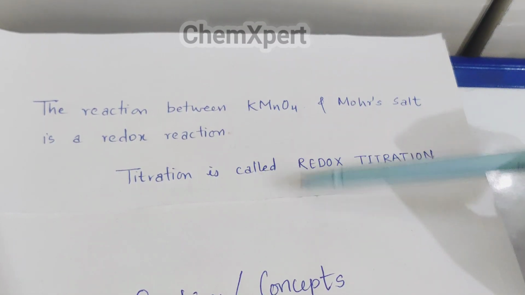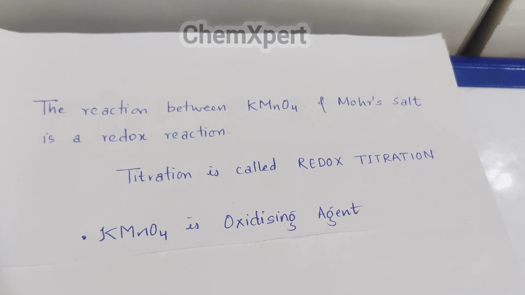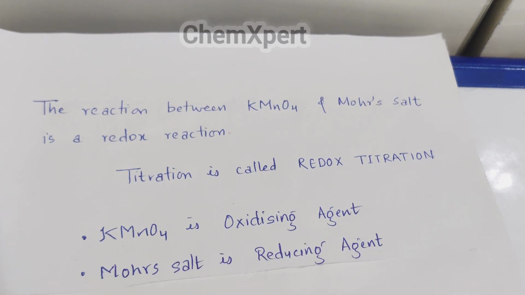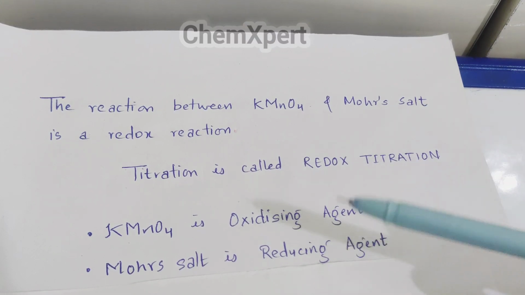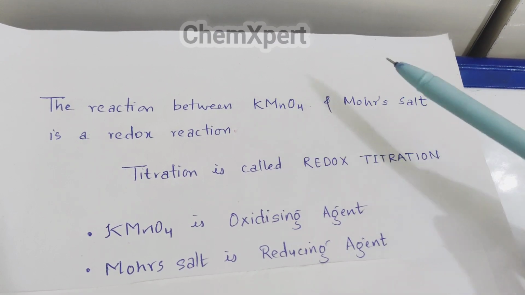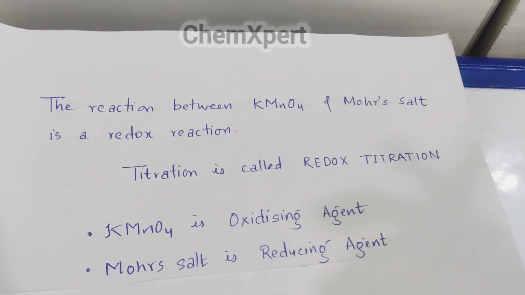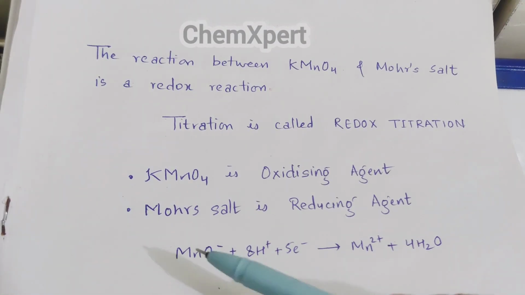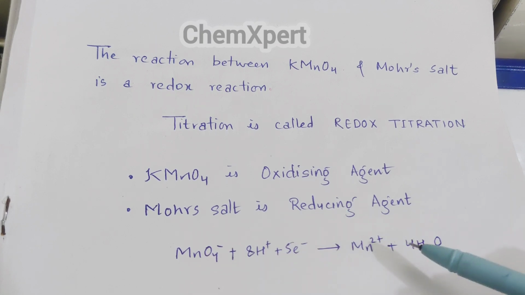Now in this redox reaction, KMnO4 will be acting as an oxidizing agent and Mohr's salt is acting as a reducing agent. So these points are very basic concepts, and many of the students are not able to answer these questions: what will be acting as an oxidizing agent in the given titration. So here KMnO4 is an oxidizing agent because reduction of the MnO4 minus ion will take place, that is from +7 it changes into +2.